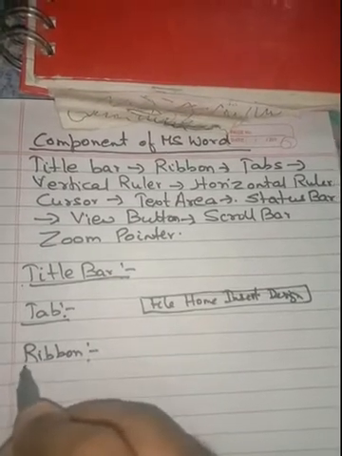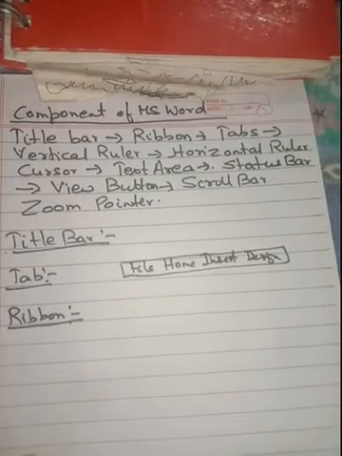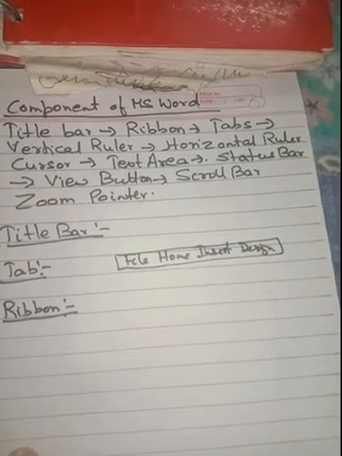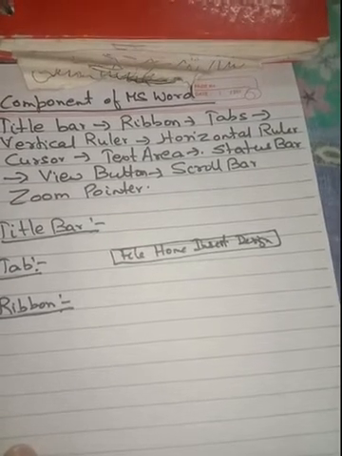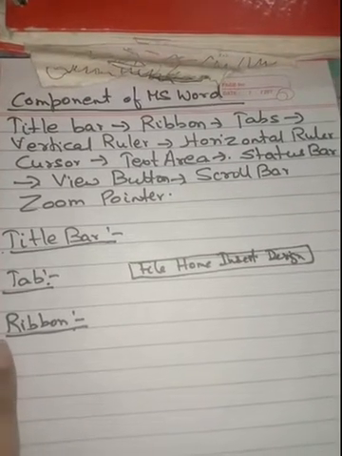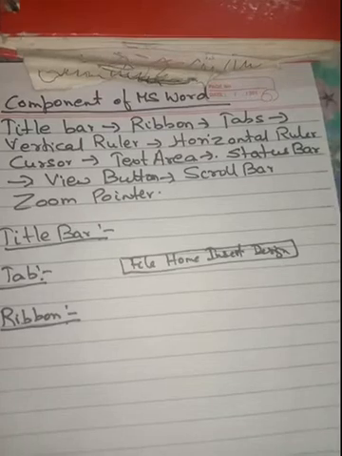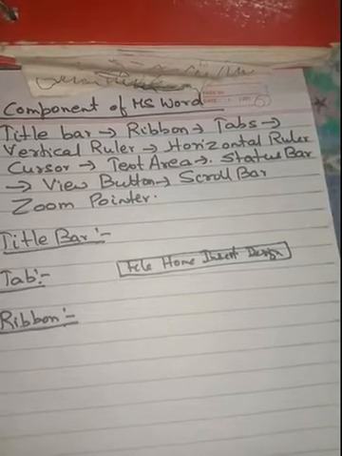Now we have ribbon. The next component that we are going to discuss here is ribbon. What is ribbon? We can say that the ribbon gives all the options related to a tab. As we click on a tab, options get displayed. It makes it easier for us to see and find the commands to work in the environment. As soon as we click on a tab, we get several commands in the ribbon. The ribbon is a combination of icons and commands.